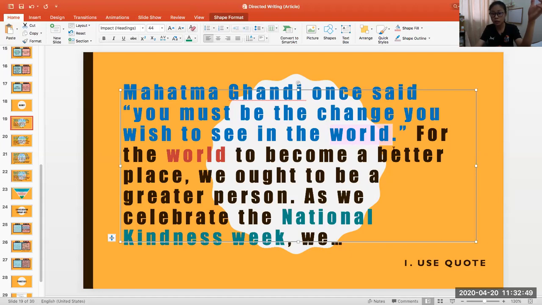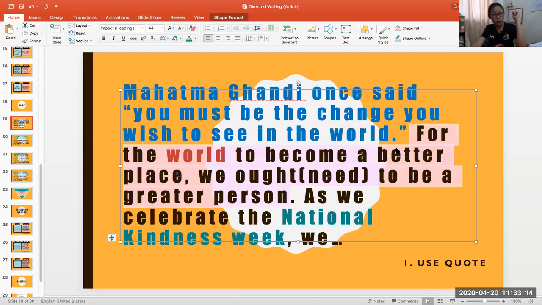How to connect? I add my sentence here to explain the quote. So for the world to become a better place, we ought to be a greater person. Ought to be is need to be lah, but ought is more serious. Why do I use the black color sentence? Because I want to link it back to the question. You see the green one? The green one is from the question.